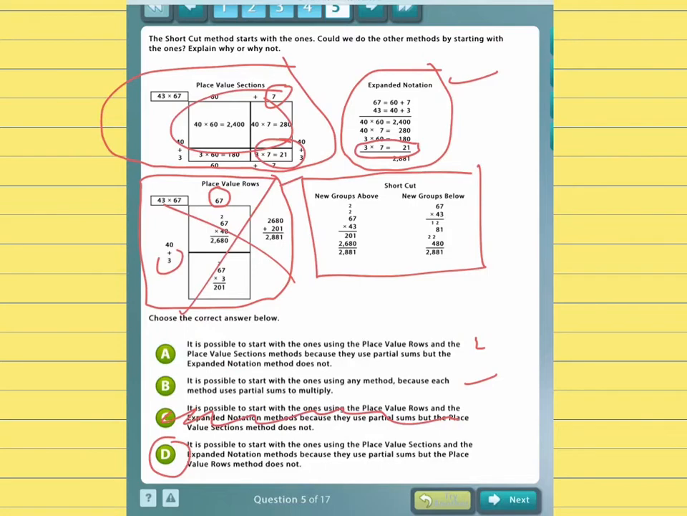Alright, before you go on to the next page shows the answer, and it turns out I was wrong. The answer is it is possible to start with the ones in any method that uses partial products. I was confused because I didn't think this was starting with the ones, but I guess you're multiplying part of the number by 1. So the answer is B for that problem.